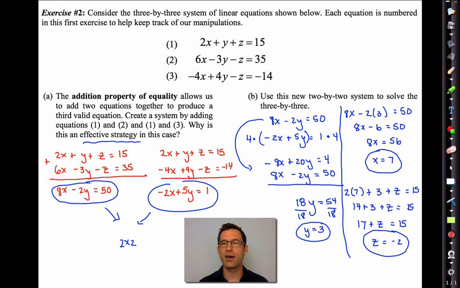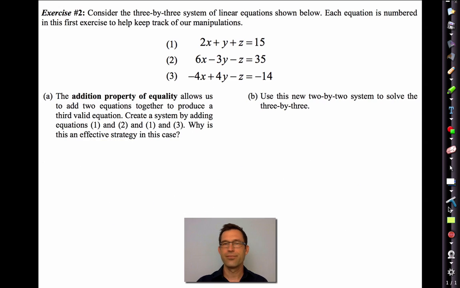All right, I'm clearing it up. Let's move on to another 3x3.